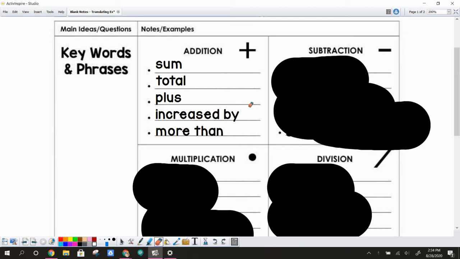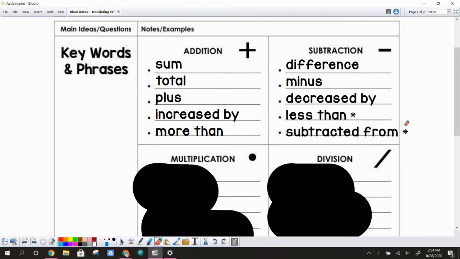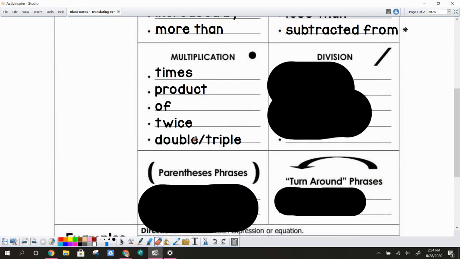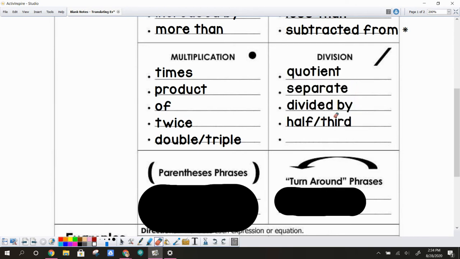Now, these are just some examples. It's not all of the words you'll see for addition, but these are ones that you see more often than others. For subtraction, your keywords would be difference, minus, decreased by, less than, and subtracted from. And I put a little star next to less than and subtracted from because we're going to use those later too. For multiplication, your keywords are times, product, of, twice, and double or triple. For division, you'll see these words: quotient, separate, divided by, or half of or third of something.